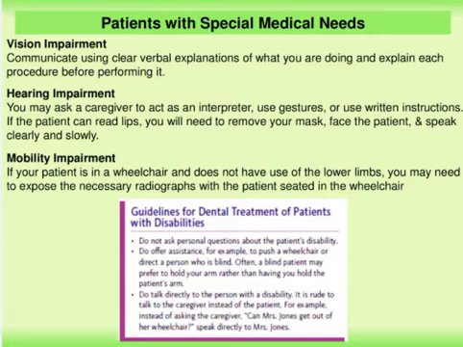So do talk directly to the person with the disability, and it is always rude to talk to the caregiver instead of the patient, unless you have some problem with the interpretation. If it's a hearing impairment patient, you can lower the mask, keep the distance, and talk softly and slowly so that they can understand and do the lip reading.